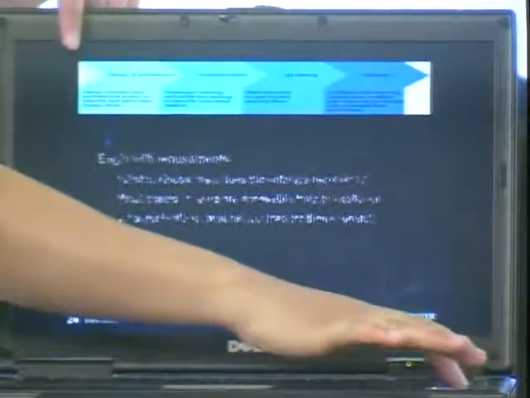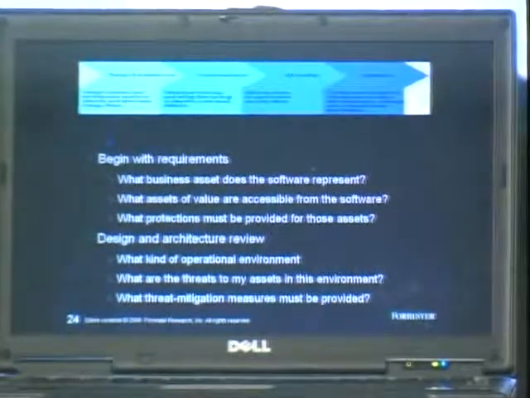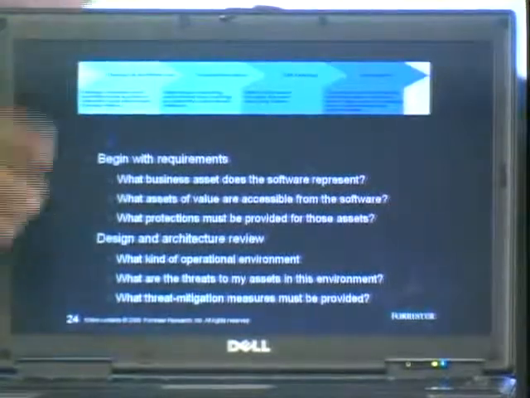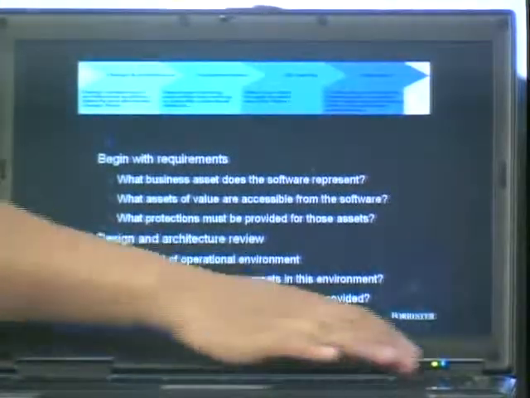So for each of these cycles, we have different recommendations of what to do. So the first, for the design, you have to do design reviews. Threat modeling, design review. I'm not going to go through this. You can look at it on the slides. There's a little bit more detailed recommendation there.